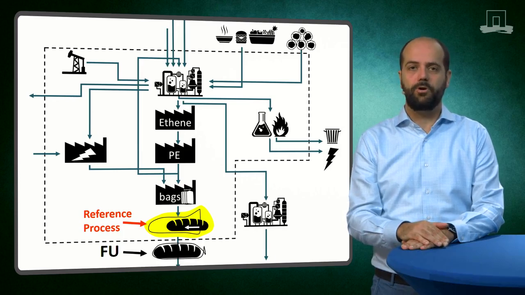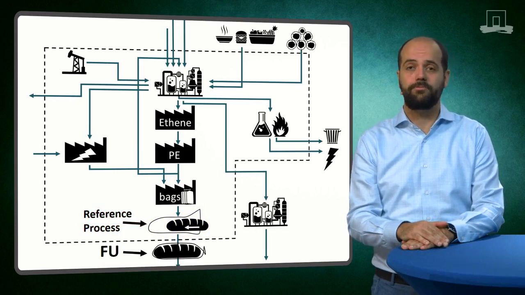Next, we need to think about the processes that happen just before and that will happen just after our reference process. We build up our process flow diagram by including all the necessary unit processes that we want to represent and connect them with intermediate flows.